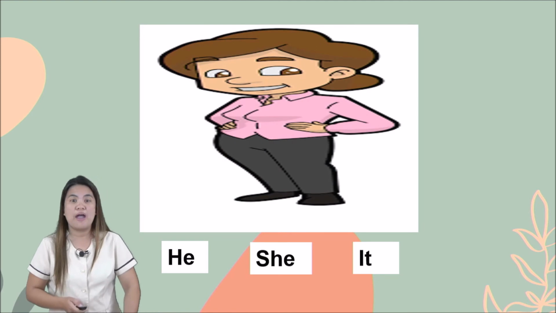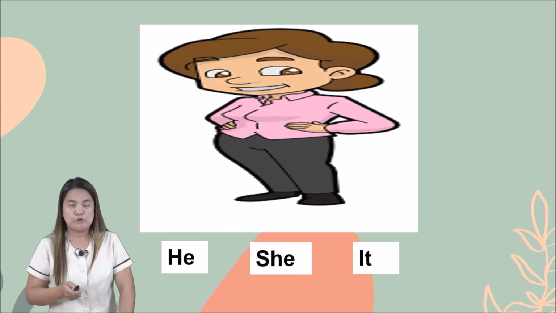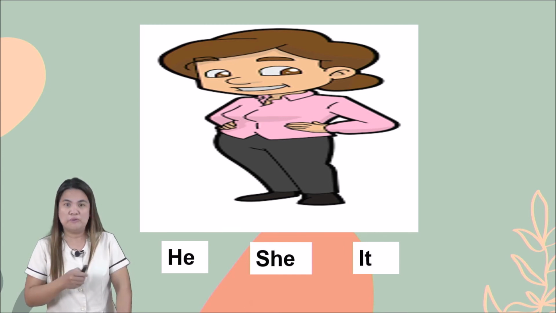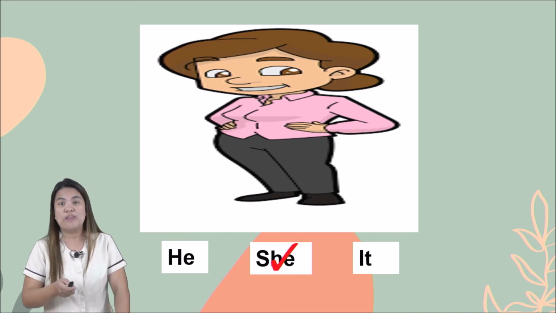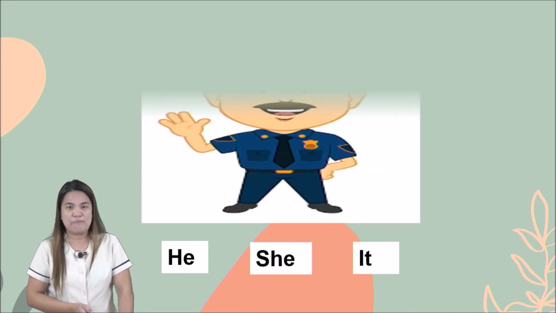Next, kids, look at another example. We have, what's that? Who's that? I think a mother, right? It's a girl. So what will you do? You will check he? No, no, no. How about she? Yes, it is she. Very good, because it is a woman or a girl, right? Yes, very good, kids.